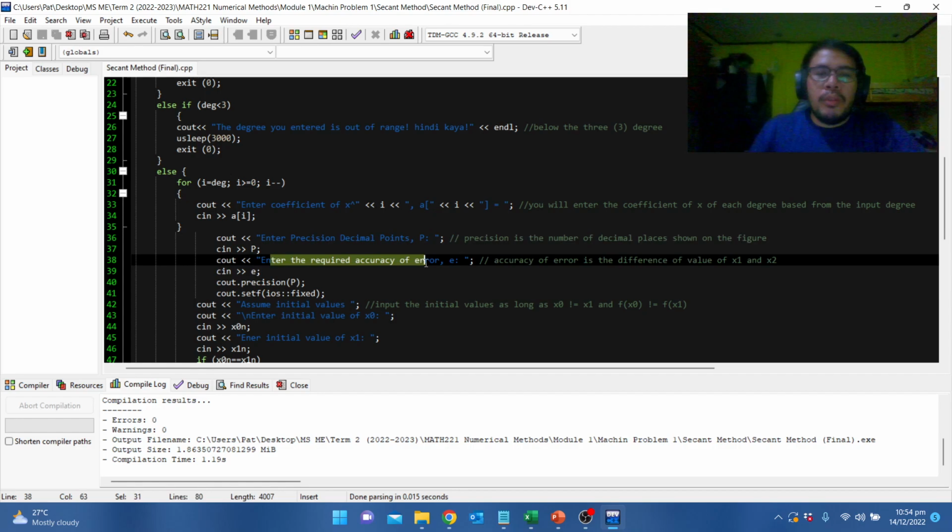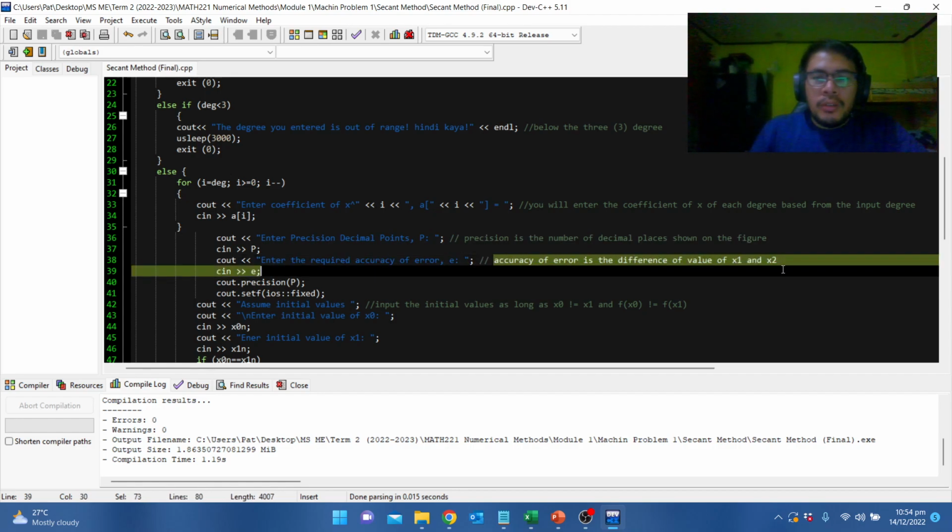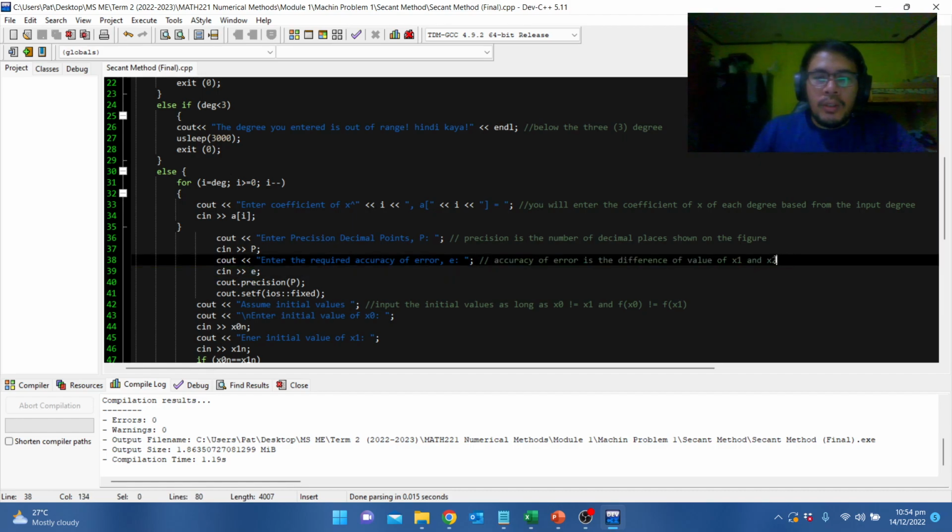Here is enter the required accuracy of error. So I set this 0.0001. Once the absolute of x2 minus x1 is satisfied, the iteration will stop and the program will display the last value.